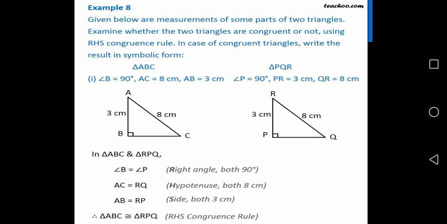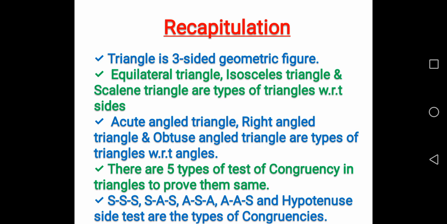So if these three things are satisfied, we can say triangle ABC is congruent to triangle RPQ by the hypotenuse side test.